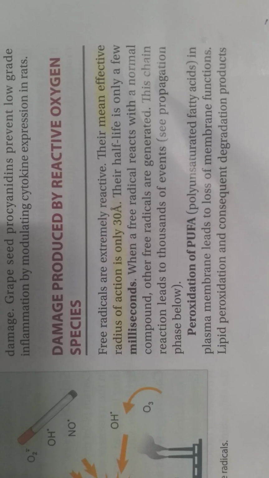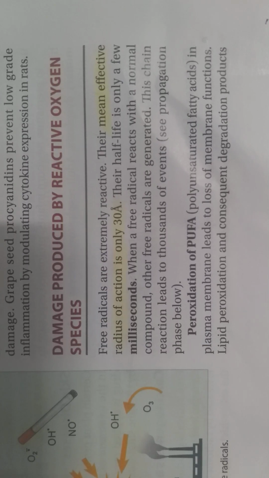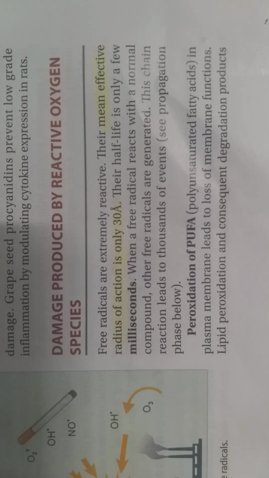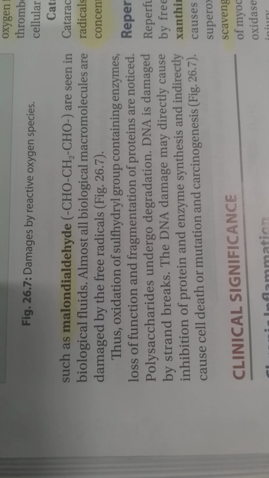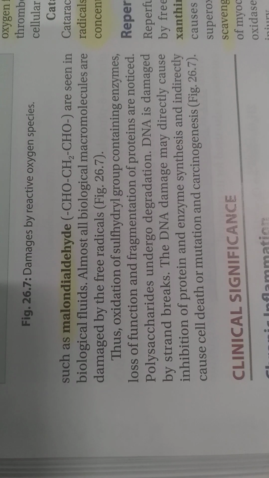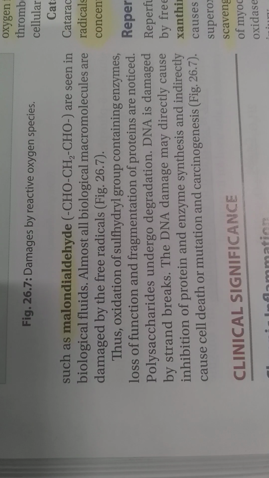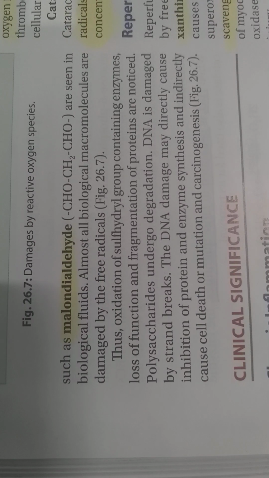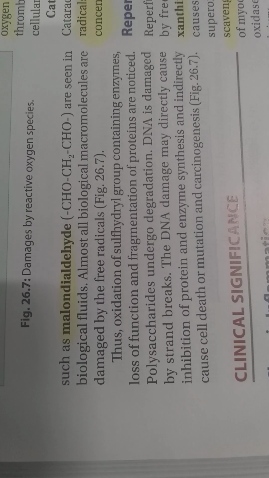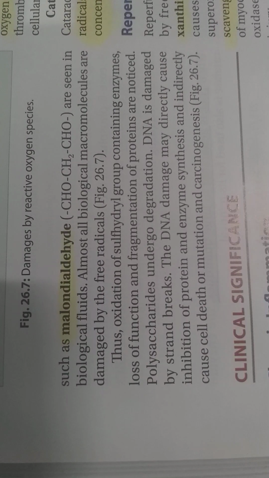So let's now see the effect of free radicals starting from the cell membrane. Peroxidation of PUFA, that is polyunsaturated fatty acids, in the plasma membrane leads to loss of membrane function. Lipid peroxidation and consequent degradation products such as malondialdehyde are seen in biological fluids. So the presence of malondialdehyde in the biological fluid acts as a marker for the increased production of free radicals and disruption of the cell membrane.